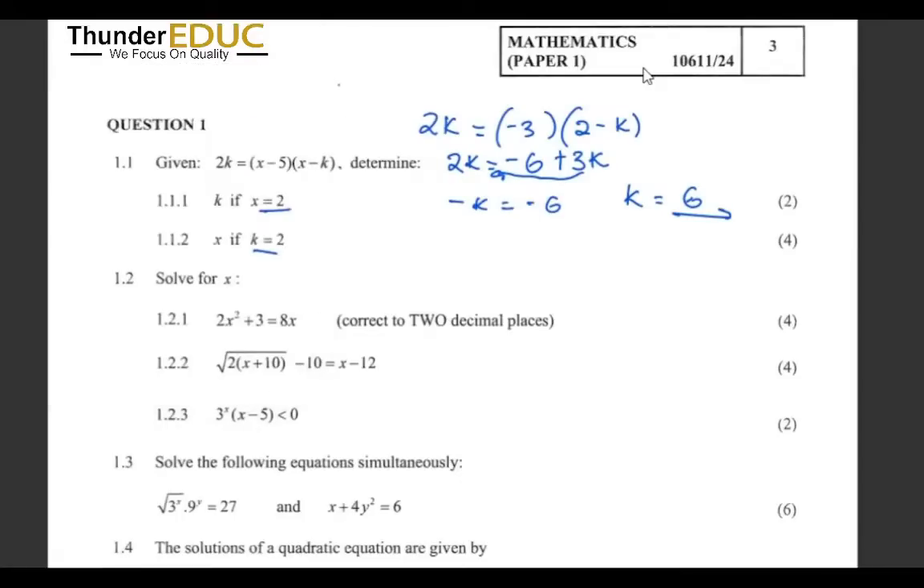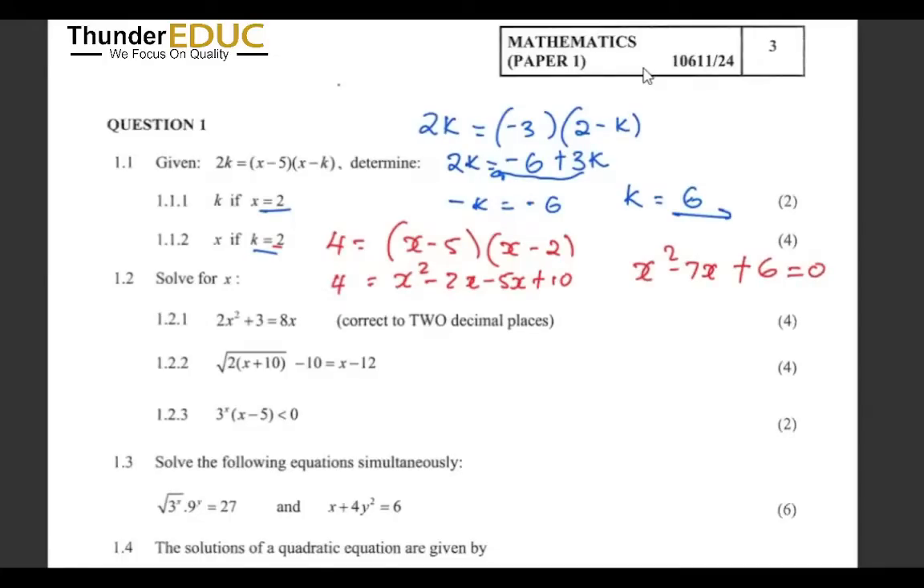Okay. Where there is k, let's put a 2. So that's going to be 2 by 2, which is a 4, is equal to (x minus 5) into (x minus 2). Let's open this and form a quadratic. So 4 is equal to x squared minus 2x. This and that is minus 5x. That's plus 10. If I simplify this further and move the 4 that side, it's going to give me x squared minus 7x plus a 6, should give us a 0.